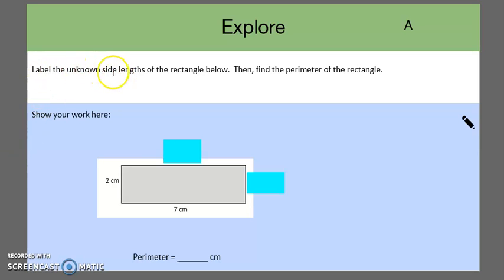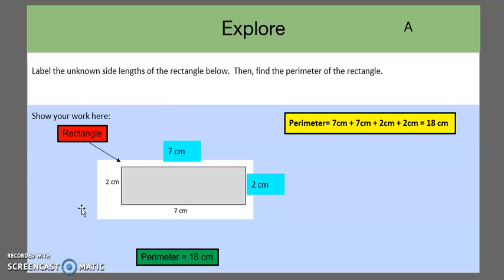Label the unknown side lengths of the rectangle below, then find the perimeter of the rectangle. So pause the video, work through what the missing lengths are here, and once you find those two values, I want you to add up all of the values and see what you come up with as your perimeter. We're going to go over the answers on the next slide.